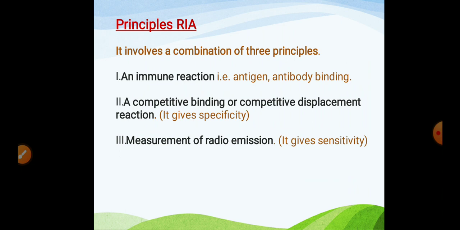RIA has three major principles. One is immune reactions, like antigen and antibody binding interactions. Second is competitive binding. Third is measurement of radio emission.